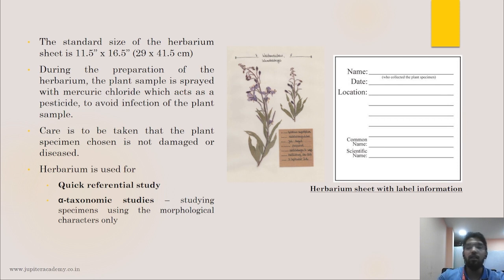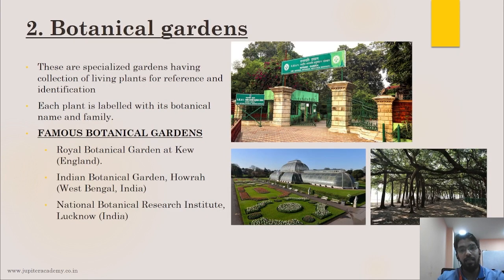So what are the uses of herbarium? Herbarium is used for quick referential studies and alpha taxonomic studies, which are taxonomic studies that focus on the morphological characters only to study a particular plant. Coming to the next taxonomical aid, which is botanical gardens.